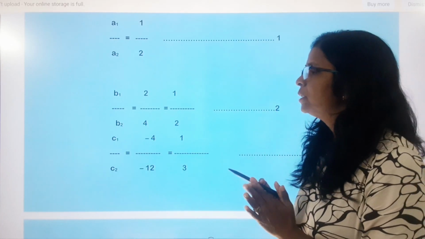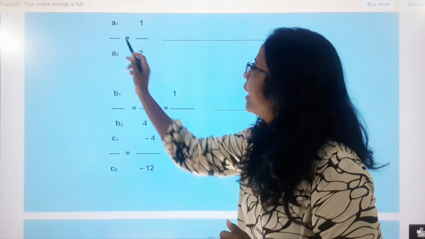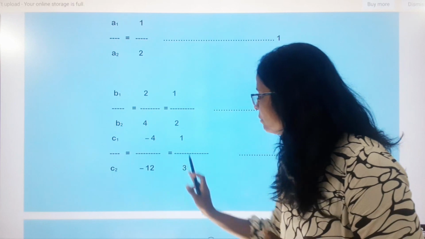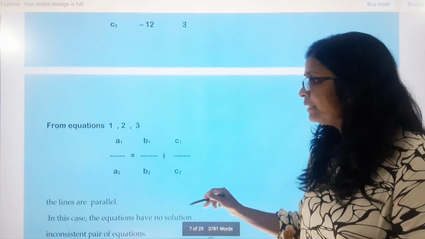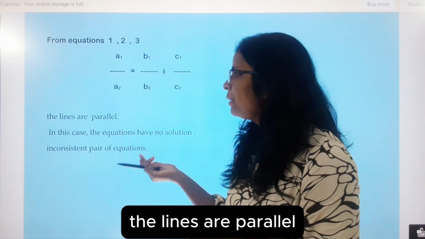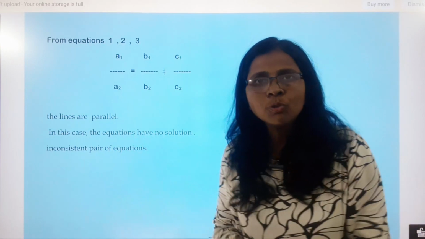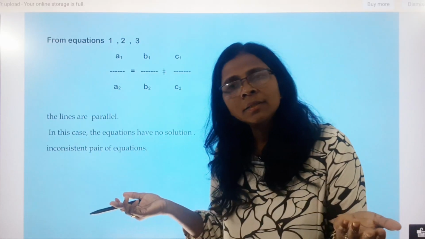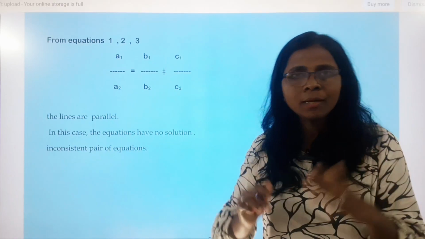Now see carefully the values of the ratios. Here a1 upon a2 is equal to b1 upon b2, but which is not equal to c1 upon c2. That means we can say that the lines are parallel. In this condition, the lines are parallel. So that means the equations have no solutions. As the equations have no solutions, it is an inconsistent pair of equations. Yes, the pair of equations is inconsistent. Okay, got this? Clear on this point?